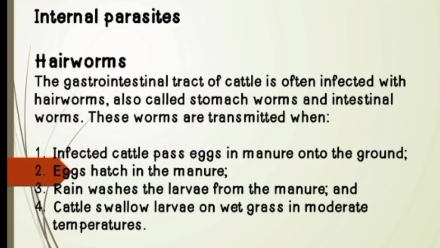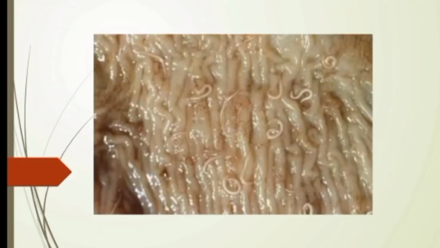Eggs hatch in the manure. Rain washes the larvae from the manure, and cattle swallow larvae on wet grass in moderate temperatures. So, ang mga hairworms na po na ito ay makikita doon sa tiyan or doon sa bituka ng baka. At ito po yung itsura ng intestine ng baka na mayroong hairworms.